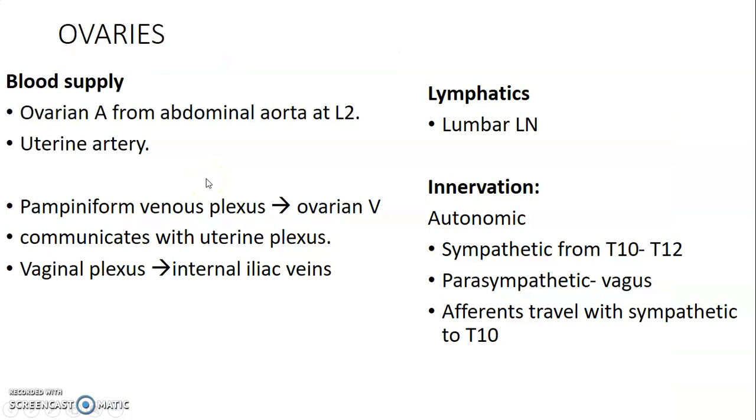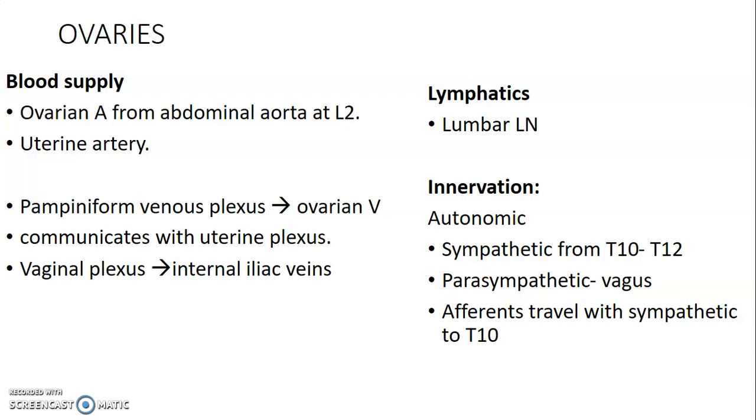The ovaries are supplied by the ovarian artery that comes from the abdominal aorta at the level of the L2 vertebra, and also the uterine artery. For the veins, we have a pampiniform plexus of veins that drain into the ovarian vein, and this plexus communicates with the uterine plexus and vaginal plexus, and all these drain into the internal iliac vein. The ovaries drain lymphatics into the lumbar lymph nodes and are innervated by the autonomic nervous system.